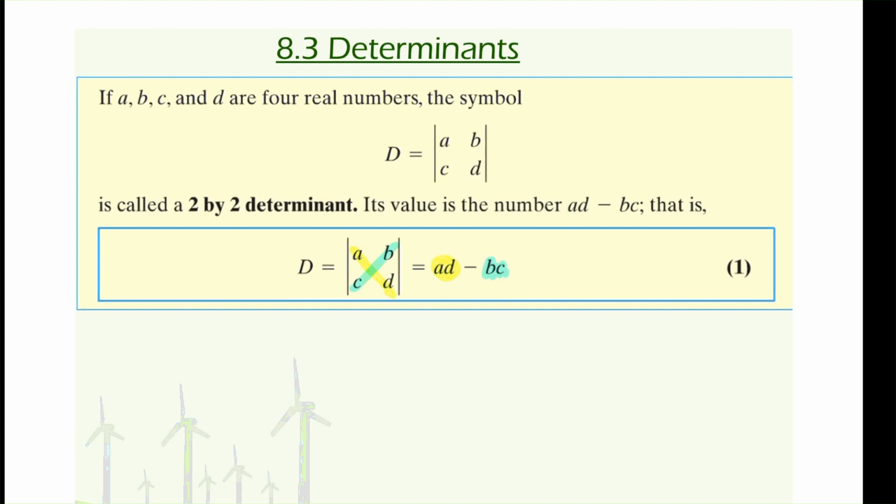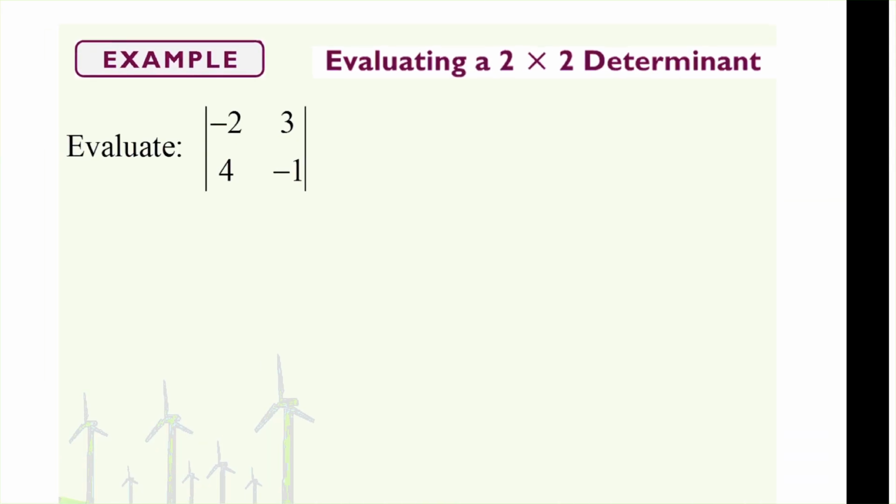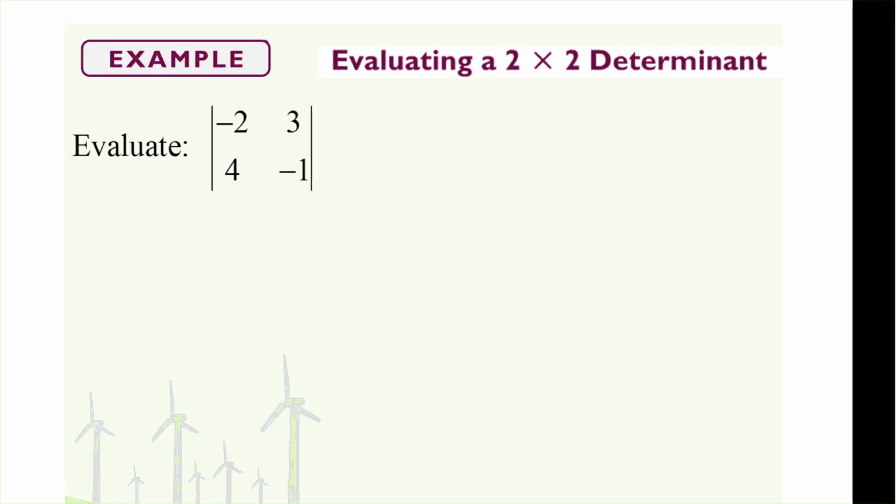So we're going to get some practice finding determinants of 2 by 2s. So let's evaluate the determinant of this matrix. First thing we're going to do is the product of the main diagonal. We get 2, and then we're going to subtract that from the product of the subsidiary diagonal. That is 12. So we get that the determinant equals negative 10.